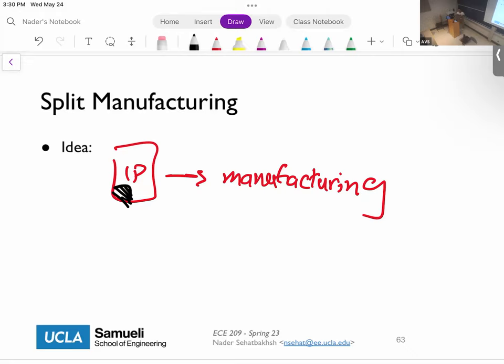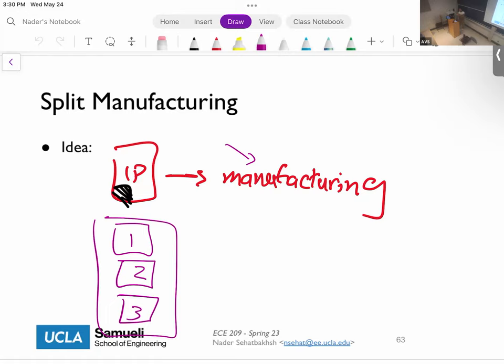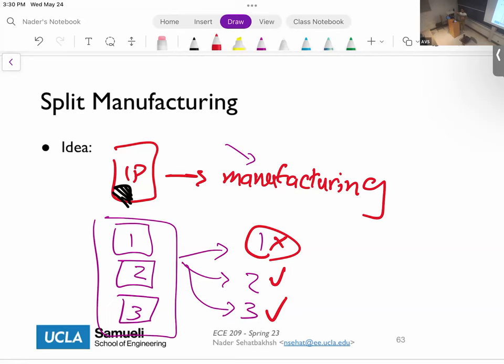So what I can do is split this manufacturing across a bunch of different manufacturers. I'm not going to send the entire design to one fab. I'm going to make smaller components. This is IP one, this is two. This is still the same IP, but I'm just breaking it down into different pieces. Then I'm going to send it to company one, company two, and company three, and each one then builds it. The idea is that even if one of these three is malicious, since they don't have control over the entire IP, the logic that they add to the system won't work because it needs to be connected to other things, right?